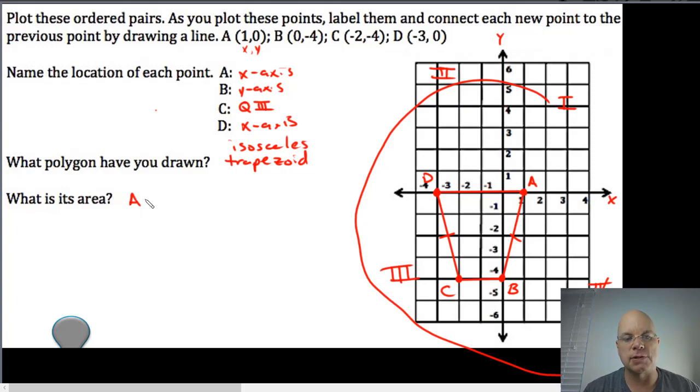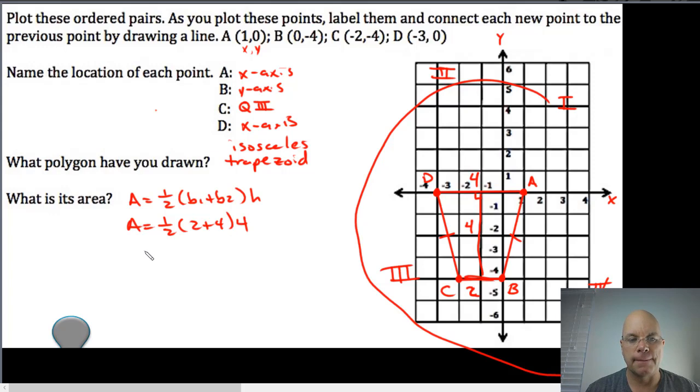The area of a trapezoid is 1/2 multiplied by the sum of the bases, multiplied by the height, which is the perpendicular distance between the bases. The bases are the parallel sides, so BC and AD. BC is 2, AD is 4, and the perpendicular distance between the bases is also 4. So I have A equals half of 2 plus 4 multiplied by the height, which is 4. Or half of 6 multiplied by 4. Half of 6 is 3, and 3 times 4 is 12, so 12 units squared would be the area of the trapezoid.